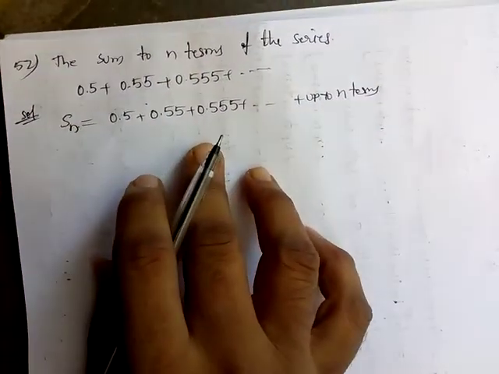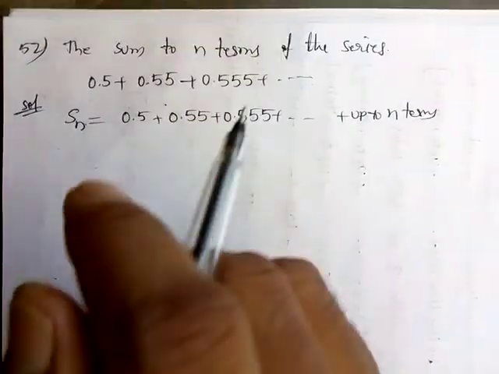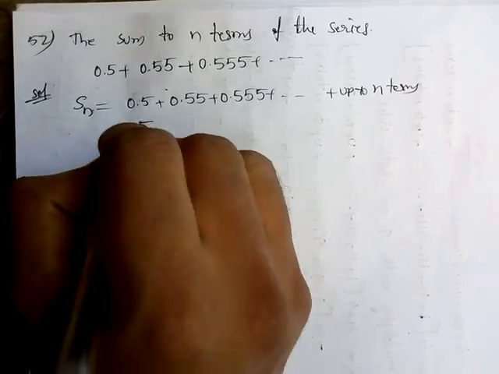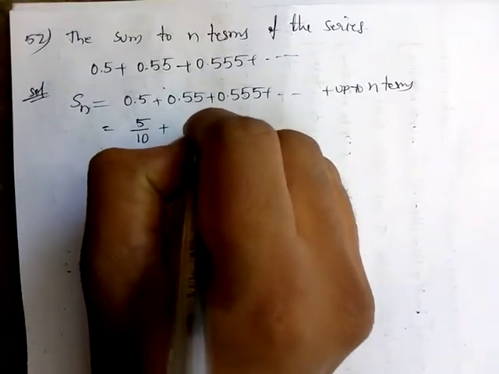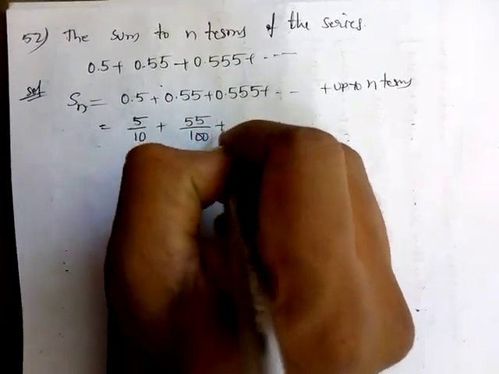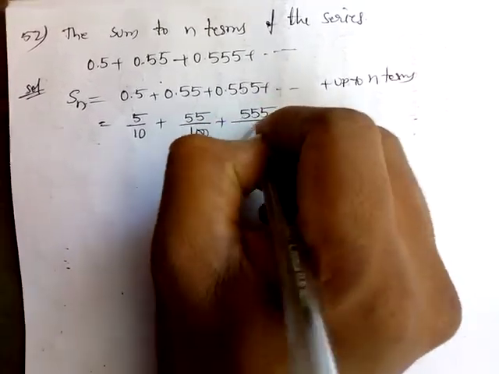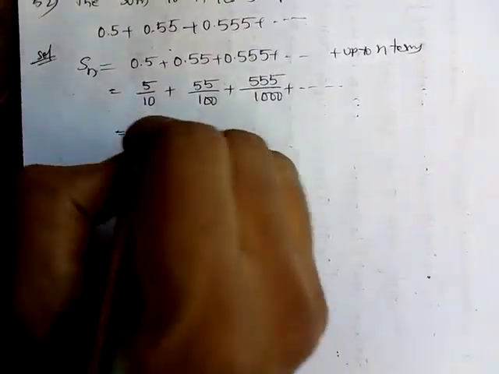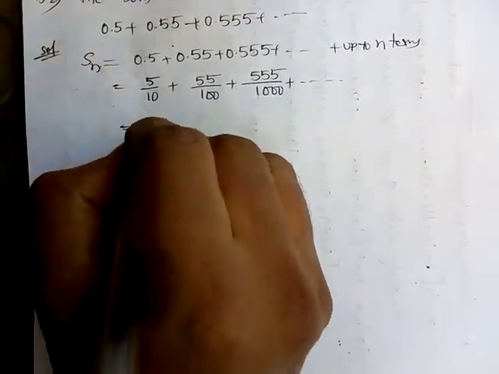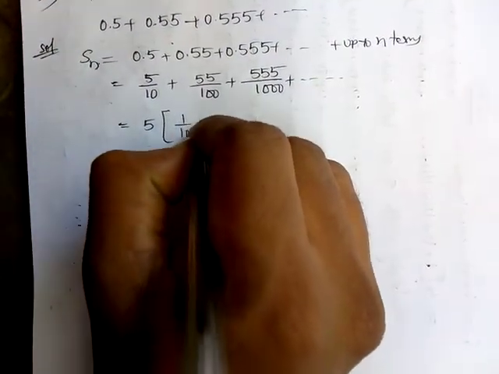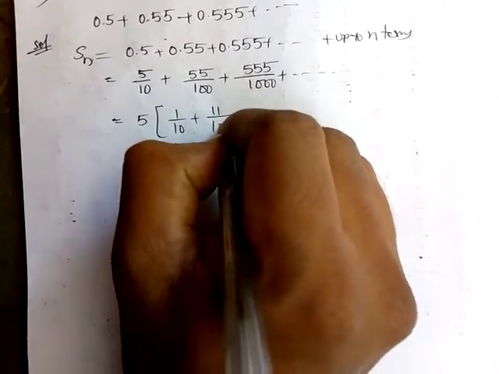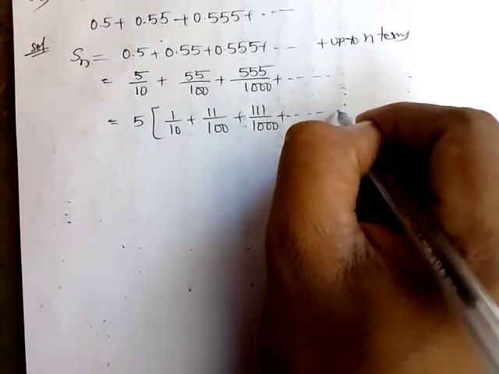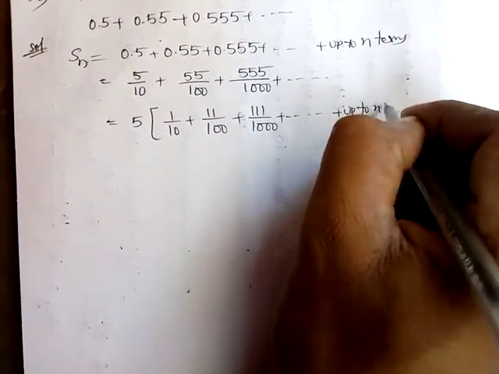This is also not in a GP series, so we convert it into a GP series. So how to convert? First we have to remove the decimal form. This can be written as 5 by 10, 55 by 100, 555 by 1000, like this up to n terms. So which one is common? 5 is common. By taking 5 common, 1 by 10 plus 11 by 100 plus 111 by 1000 plus so on up to n terms.